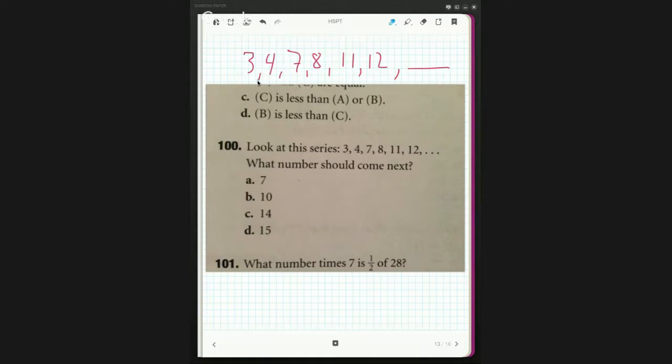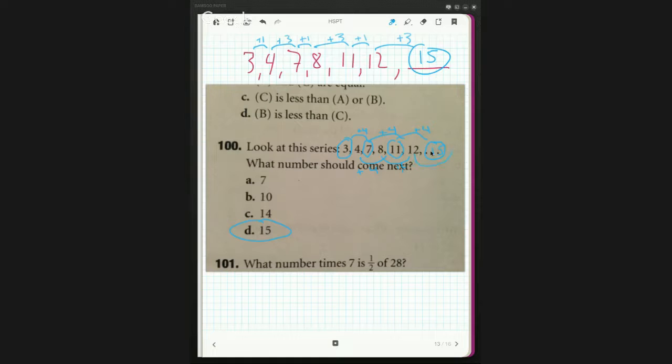Okay. So let me show you this one two different ways. So this one's +1, +3, +1, +3, +1. So this should be +3, and the answer should be 15. There's another way, though, to come up with this one. Let's look at this as an interleave pattern. So here we have +4, +4, +4. So here it should also be 15, because here we have +4 and +4.